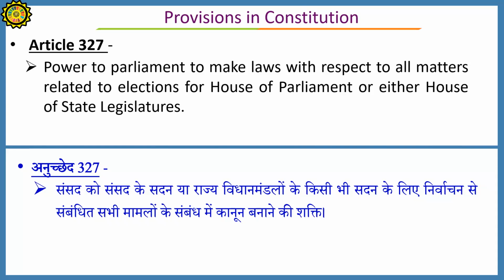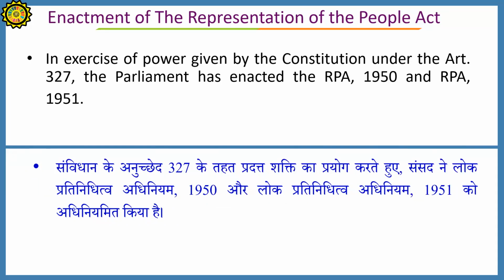Article 327 is about the power of Parliament to make laws with respect to all matters related to elections for the Houses of Parliament or either House of State Legislatures. In exercise of the power given by the Constitution under Article 327, the Parliament has enacted two RP Acts, that is, RP Act 1950 and RP Act 1951.